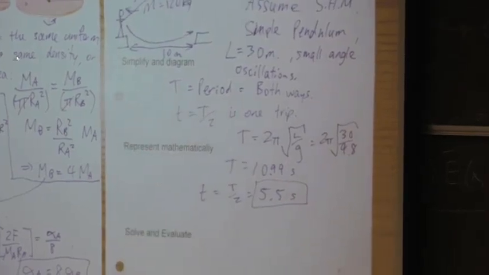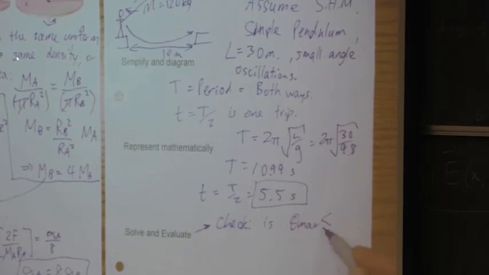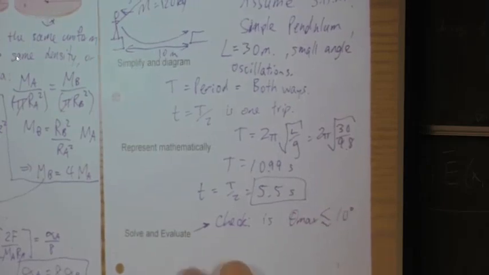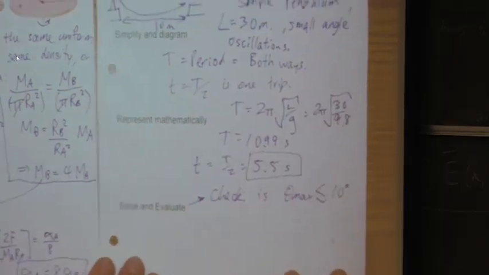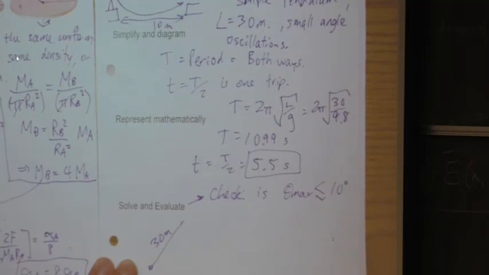And one of the ways I might evaluate that is I might say check: is theta max less than about 10 degrees? Remember I told you that it had to be less than about 10 degrees in order for us to make the small angle approximation that sine theta was approximately equal to theta, which gives you simple harmonic motion. So I guess you can try to draw that triangle out. If I push this up a little bit more, maybe this is your 30 meters, and if it's 10 meters all the way across, then maybe this is 5 meters. And here's your theta max.